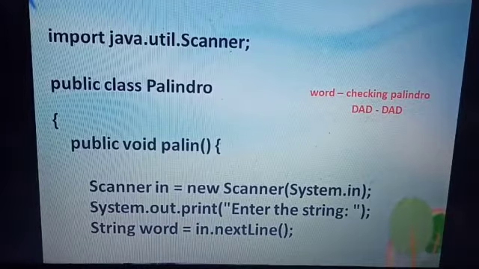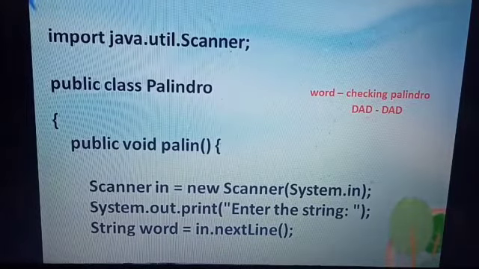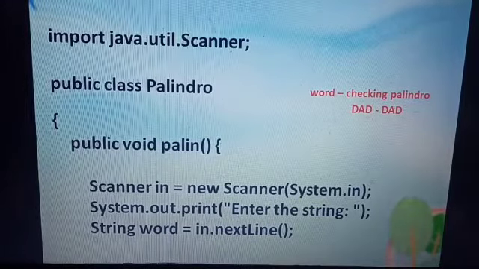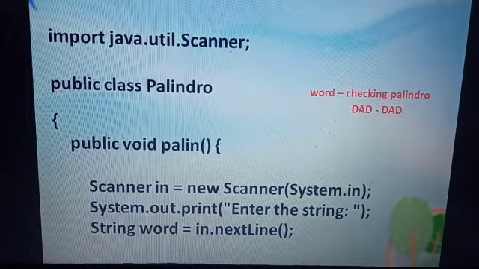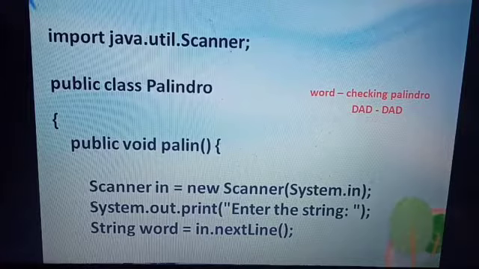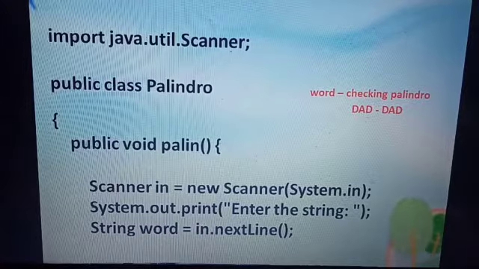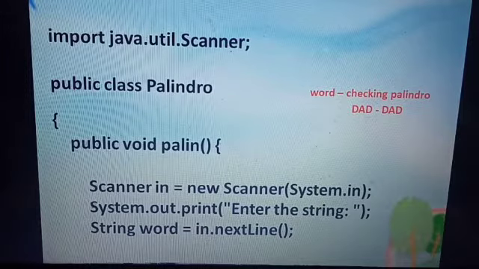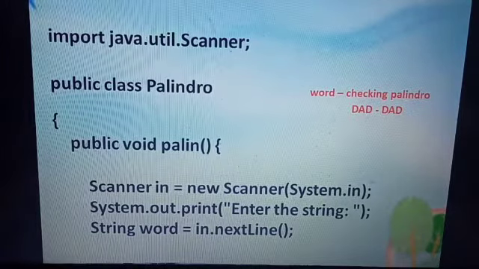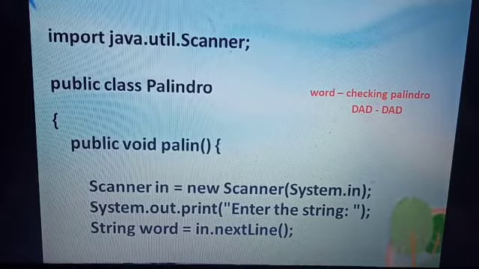Same case, what you have to write? Import java.util Scanner class. Our class name, what was that? Palindrome. And function name, what was that? Public void palin. And use the Scanner class: Scanner in equal to new Scanner(System.in). Then you have to print the string. Then you have to read that string. So you have to write which data type you are using. String word equal to in.nextLine.